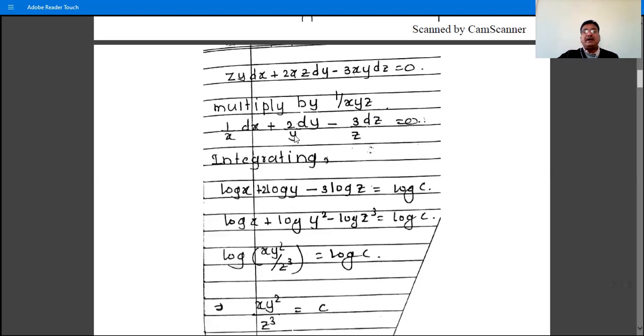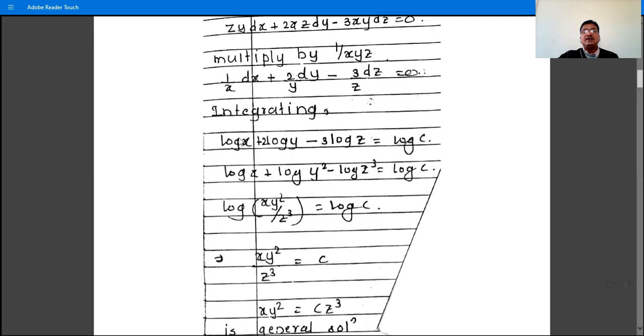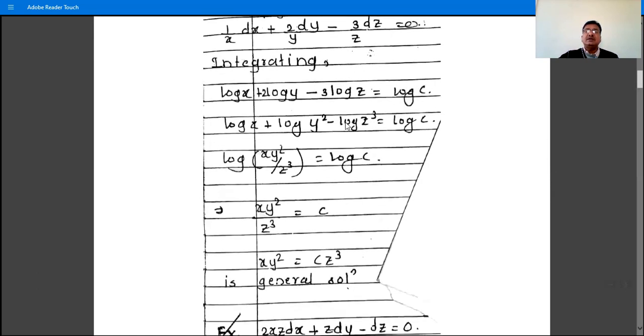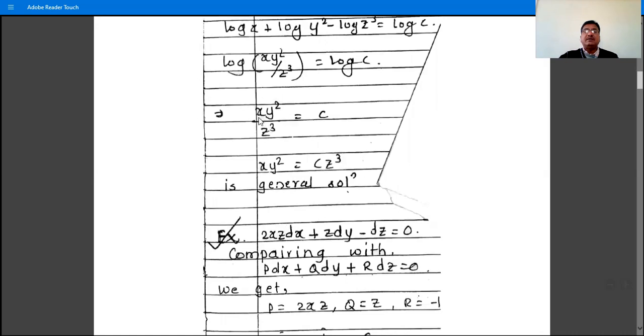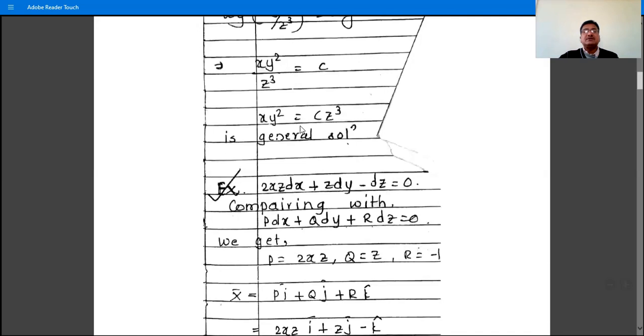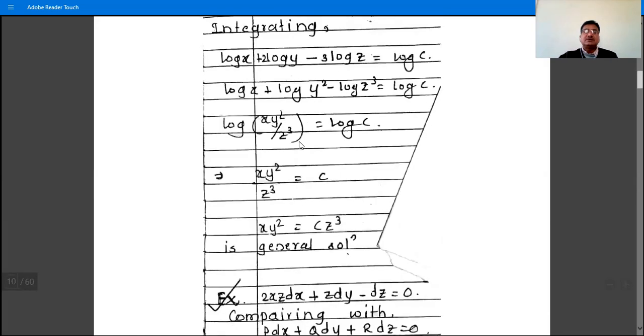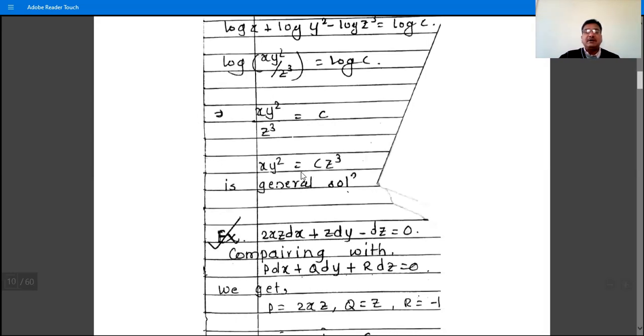And then integrating, separate the variables and integrate. So the integration of 1 by x is log x, of 2 by y is 2 log y, and of minus 3 by z is minus 3 log z. Add the constant of integration, such as log c. Then 2 log y becomes log y squared, and this becomes minus log z cubed. Log a plus log b is log ab, and log a minus log b is log a by b. So we have log of x y squared divided by z cubed is equal to log c. Cancel the log on both sides. We have x y squared by z cubed is equal to c, or x y squared is equal to c z cubed. And this is the general solution, or it is called the complete integral of the given differential equation.